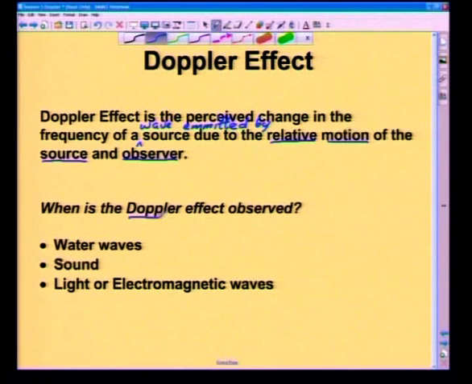When do we experience Doppler effect? When is it observed? We observe it when we look at water waves. We observe it when we look at sound waves. We also observe it when we look at light waves or electromagnetic waves. It means that the frequencies of these types of waves can be perceived to be changing when something happens to the medium in which the waves are moving. In this one here, the waves will be moving in water. So water becomes the medium.